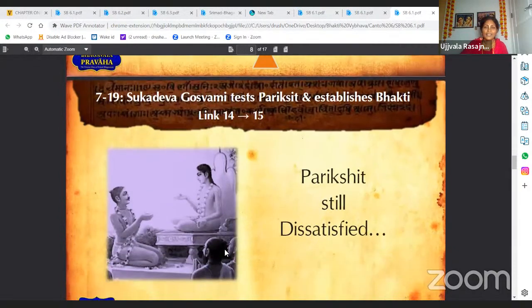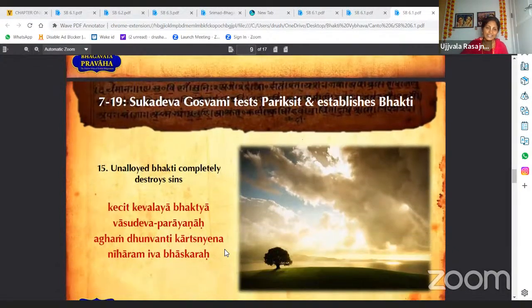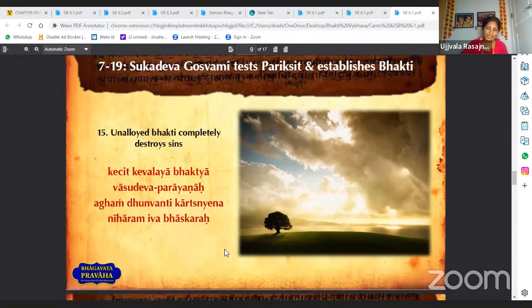Sukadeva Goswami then comes to the real answer. He looks at Parikshit Maharaj. He gave those two answers. Now he's saying the last one. Kechit kevalaya bhaktya vasudeva parayanaha agham dunvanti kasnena niharam iva bhaskaraha.